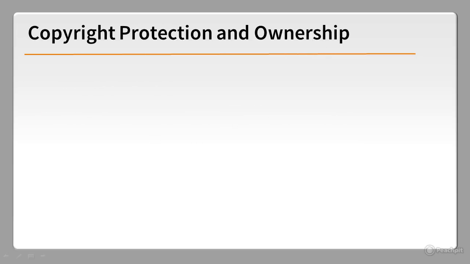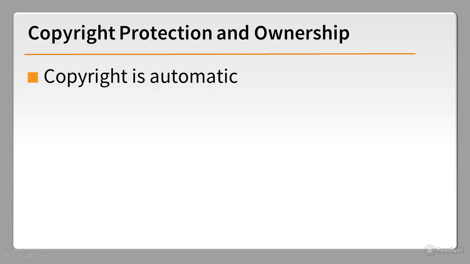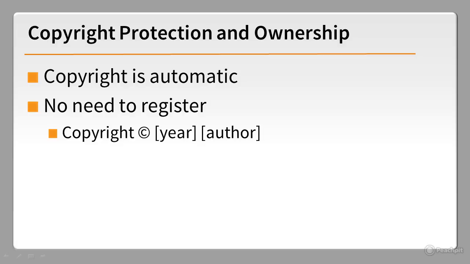What about the copyright of your own website? As soon as you publish a photograph, article, video or complete website, it's protected. Registration with a government agency is optional. However, it's a good idea to add a copyright notice to your site. The recommended format is the word copyright, followed by the copyright symbol, a C inside a circle, the year of publication, and the name of the author or creator.